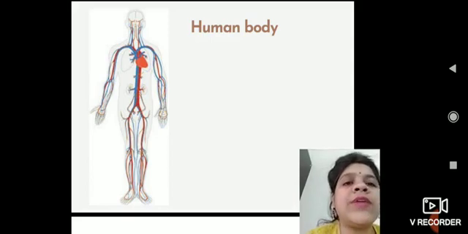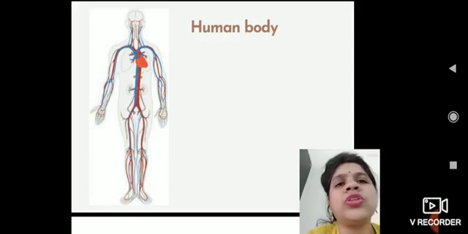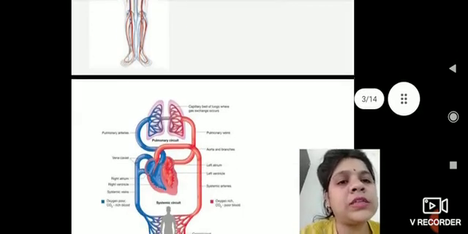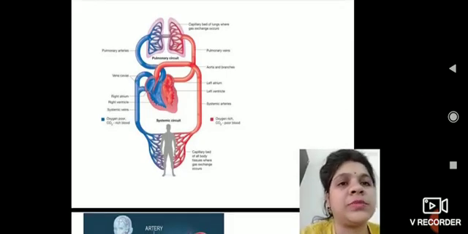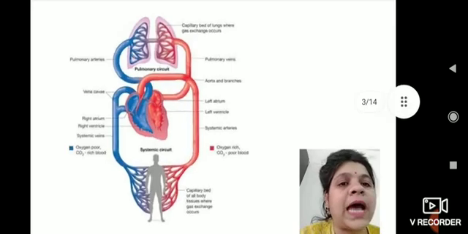A human, when born, the heartbeat starts from the fetus when it is just 2 or 3 weeks old, and it ends with the death of the human. Let us start. The circulation system is basically a double circulation system. It has the pulmonary circuit and the systemic circuit.